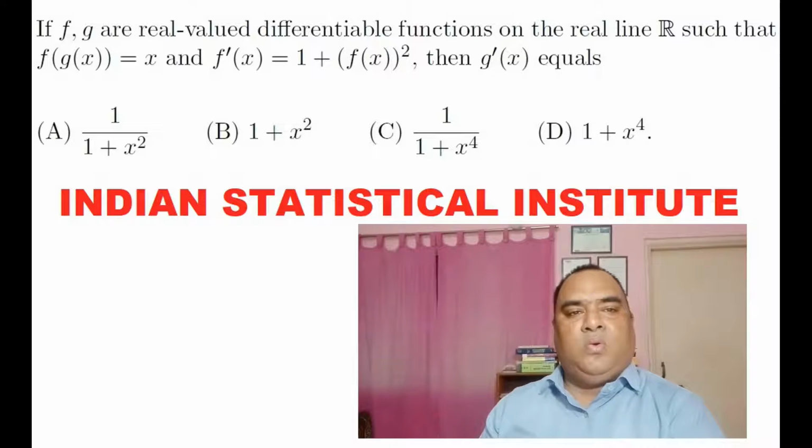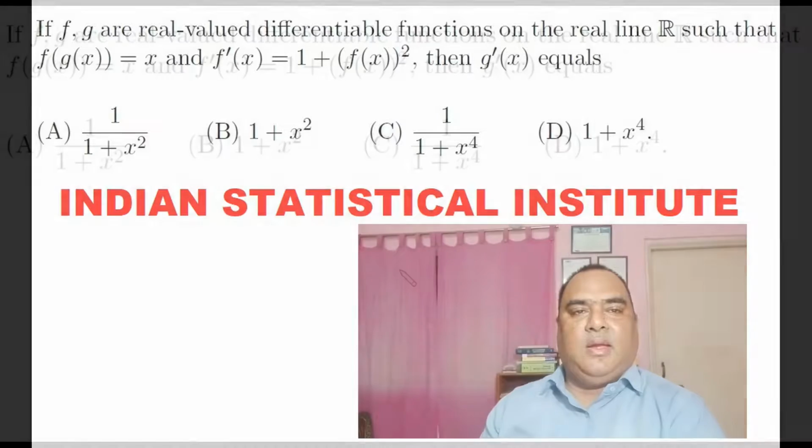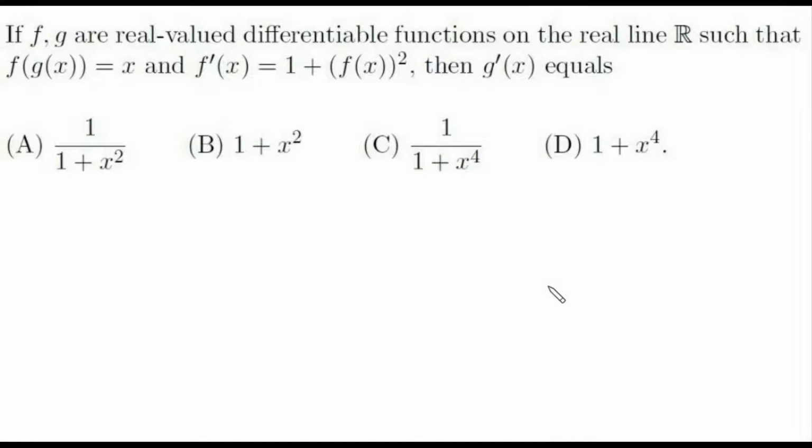And I will take you to screen mode to actually solve this question, which you can see on your screen. So this is the question, friends. The question says that a function is given this way: f of g of x is x, and f prime of x is 1 plus f of x square, and we have to find g prime of x in this case. The two conditions which are given here, on the basis of these we have to find this particular thing.